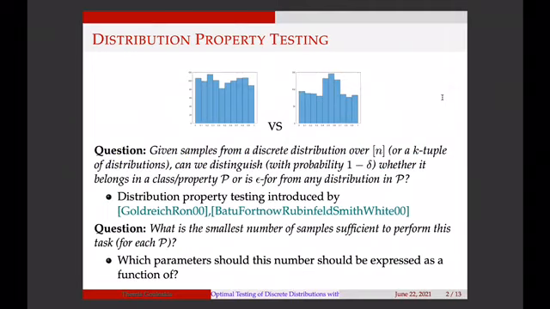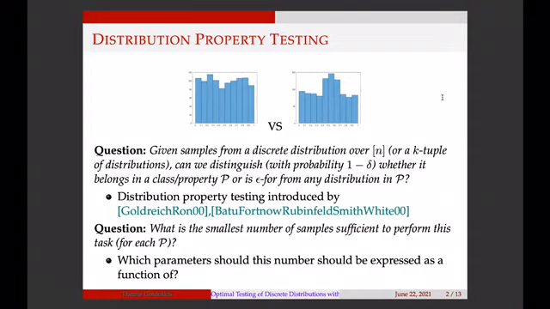Let's start by defining what property testing is for probability distributions. The type of problems posed in this area can be summarized in the following question. You're given a set of samples from a discrete distribution over a domain from 1 to n, or a k-tuple of such distributions. Can we distinguish, with probability at least 1 minus delta, whether this distribution or k-tuple belongs to a certain class of distributions P, or is epsilon far from any distribution in this class? The class is also called a property, hence the name property testing, and the algorithm is called a property tester.